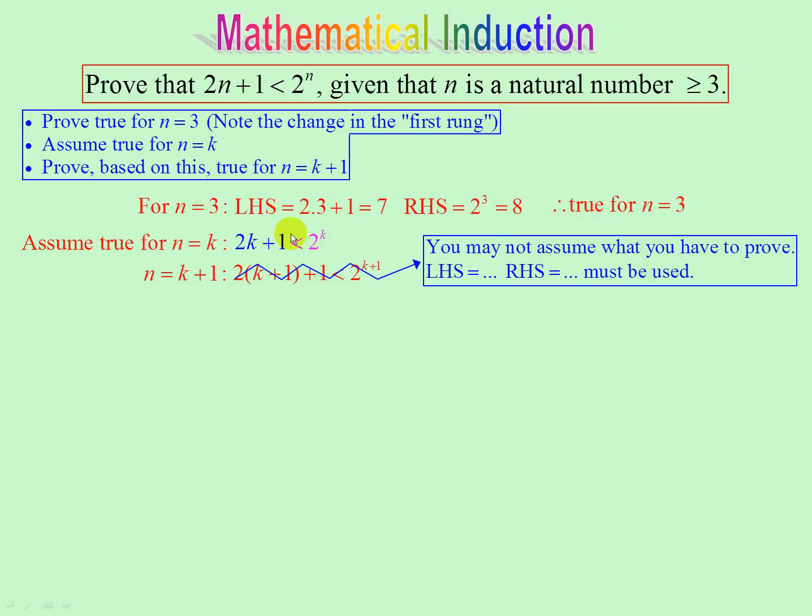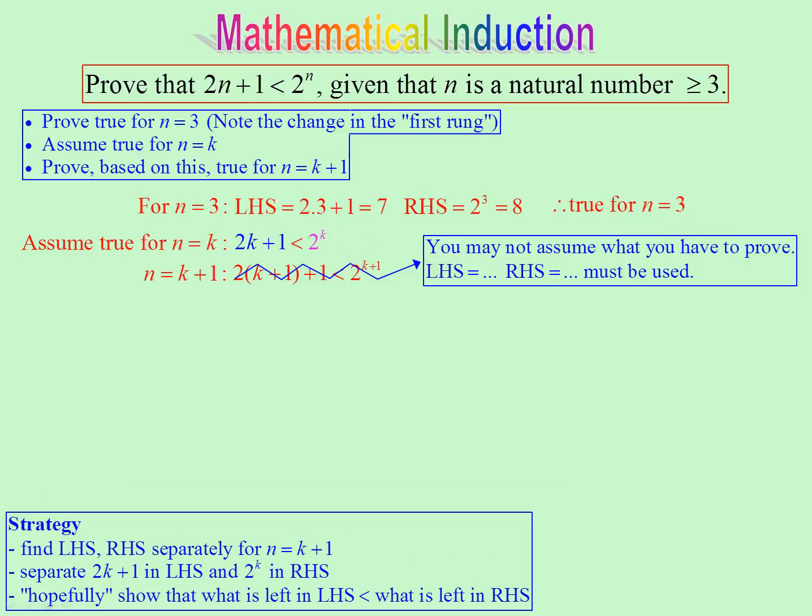Oh, I wrote that, same as there with k plus 1, but now I've taken it out. You see, I've got to try to prove that. I'm stating that, but I have to try to prove that. You can't state something that you're trying to prove. You have to write left-hand side, right-hand side. So, the strategy, find left-hand side, right-hand side separately for n equal to k plus 1. So I'm going to find the left side with n equal to k plus 1. I'm going to find the right side for n equal to k plus 1.